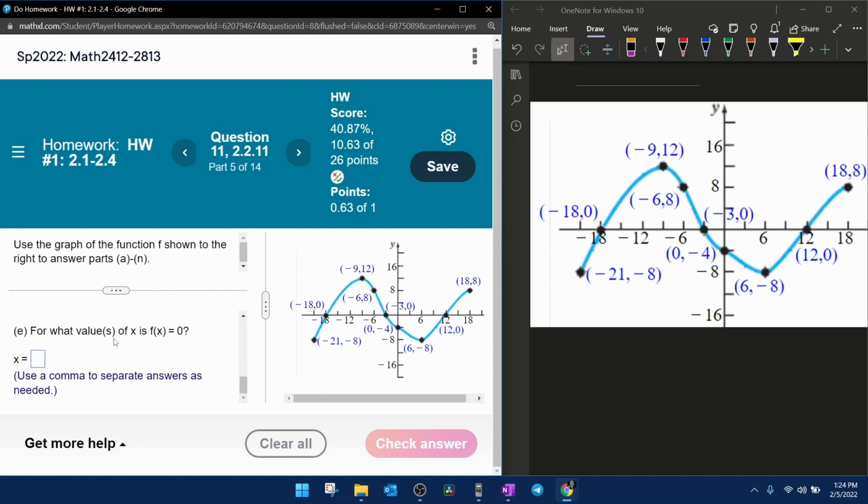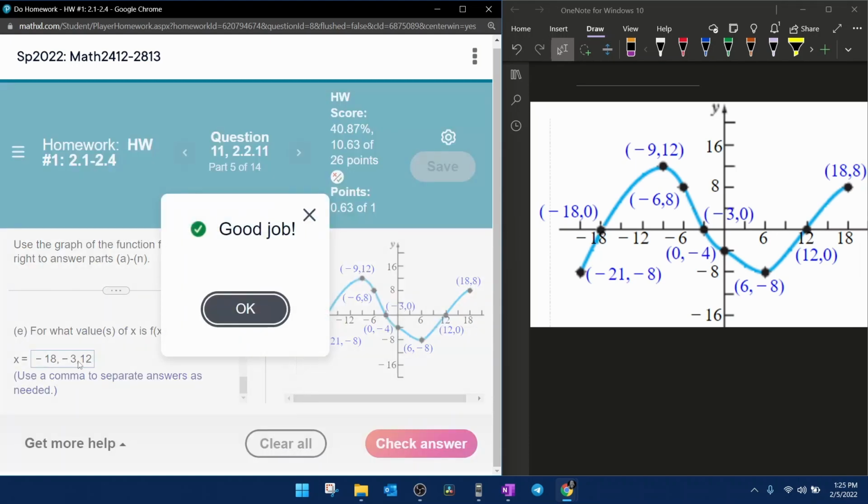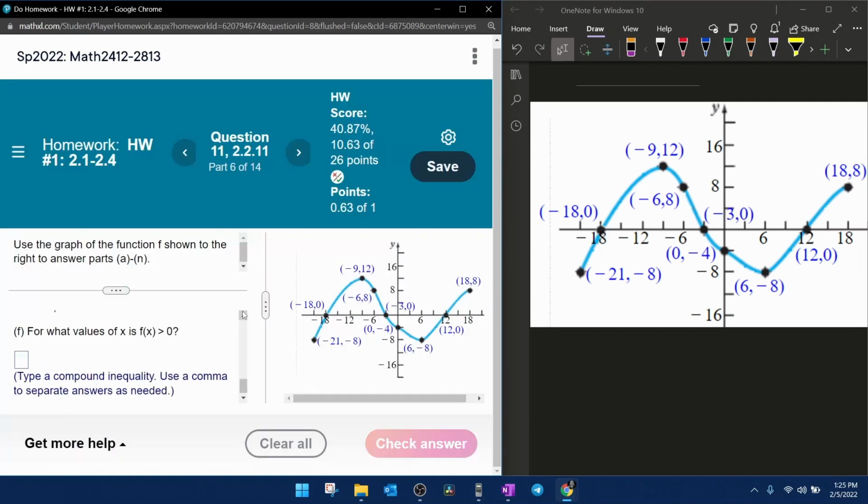Next, for what values of x is f of x 0? Remember, f of x is y. Also remember, if y is 0, that is an x-intercept. So all we have to do is scan across the x-axis and look where the graph crosses. That's going to be negative 18, negative 3, and 12. And we do need to input those separated by a comma. Bam, simply listing the x-intercepts.